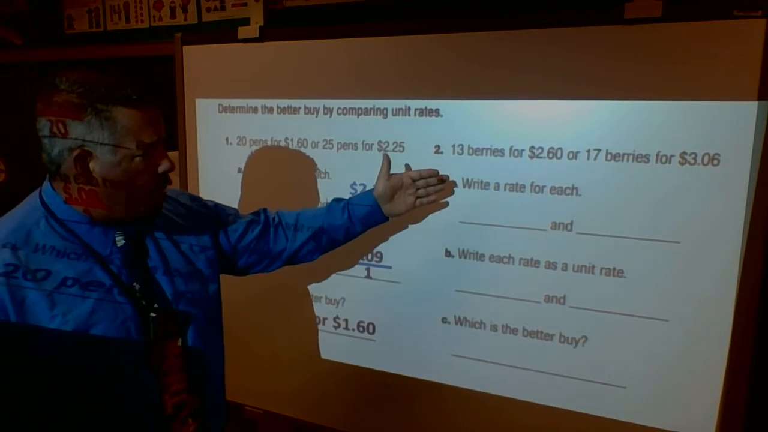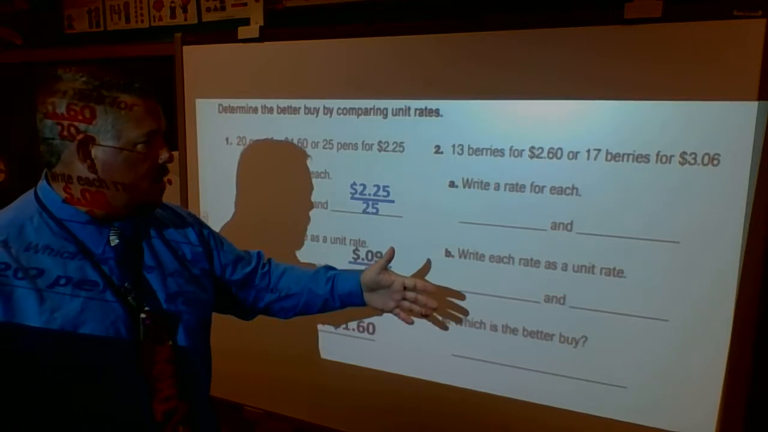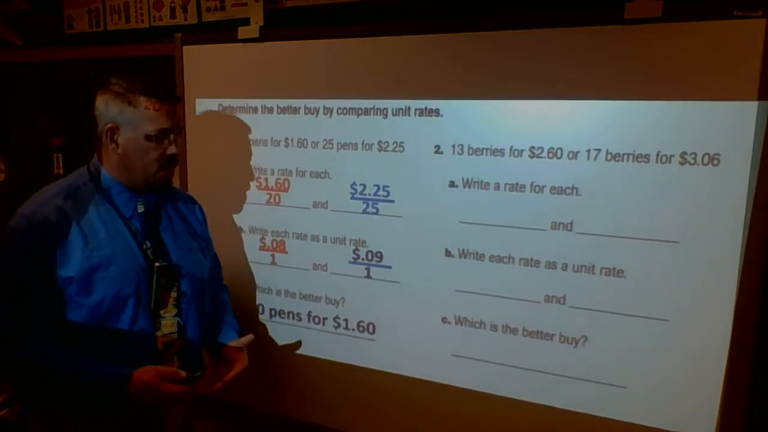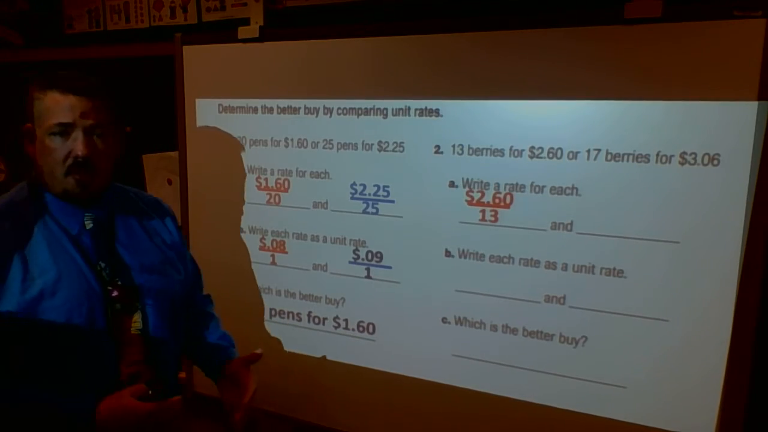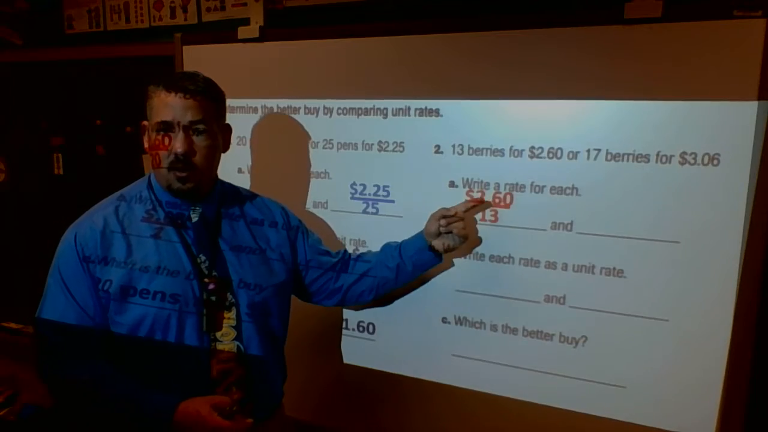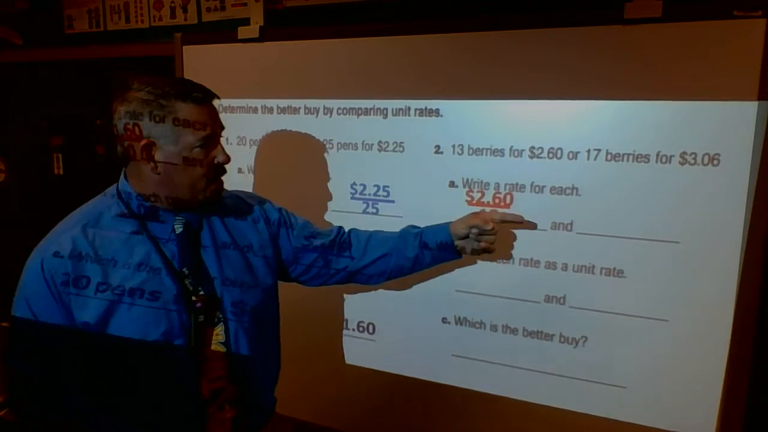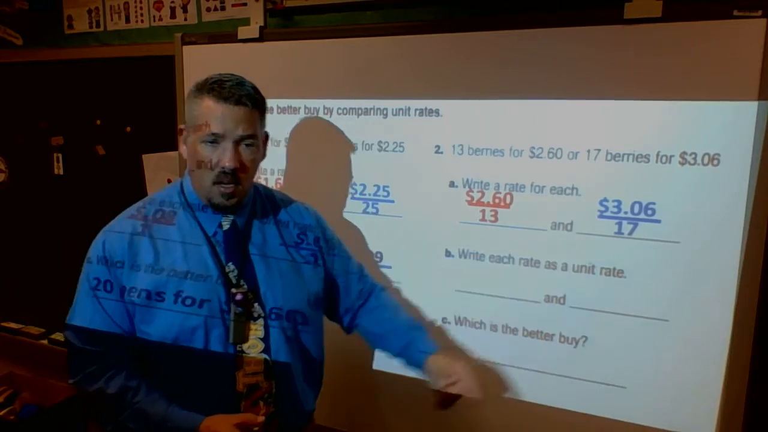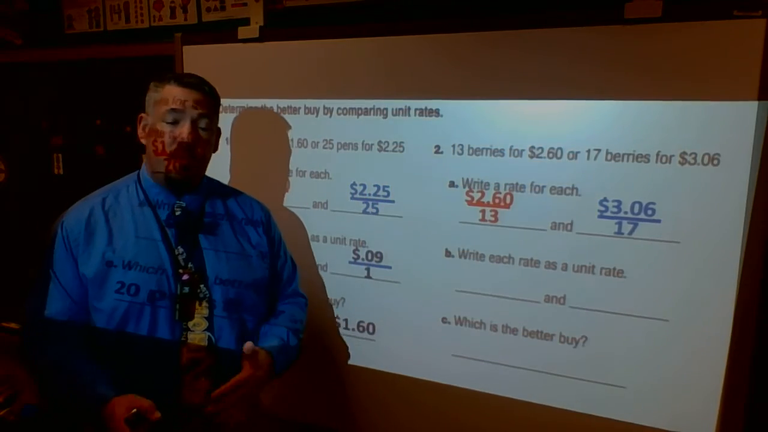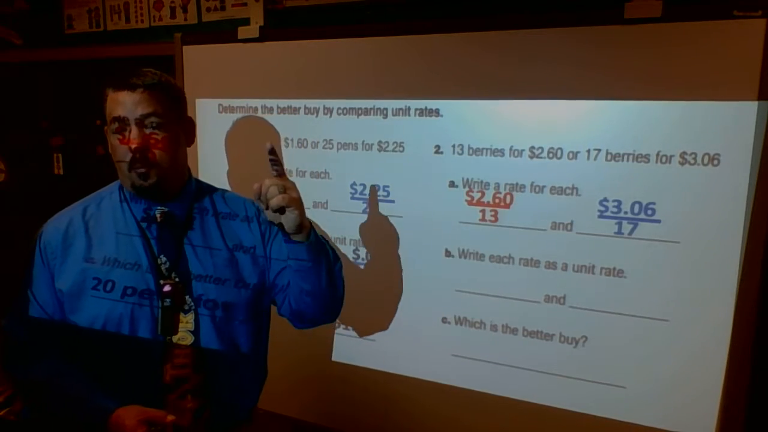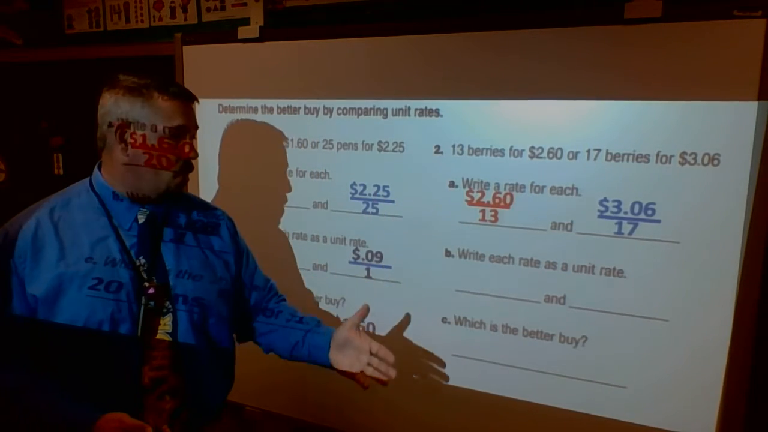So I have 13 berries for $2.60 or 17 berries for $3.06. Well, I'm still going to set it up as my original rate that's given to me, $2.60 over 13. And then my second one is $3.06 over 17. And then I'm going to divide. And my division will always be dividing by the denominator, so I know I'm going to find out the price for 1, which is my unit rate.